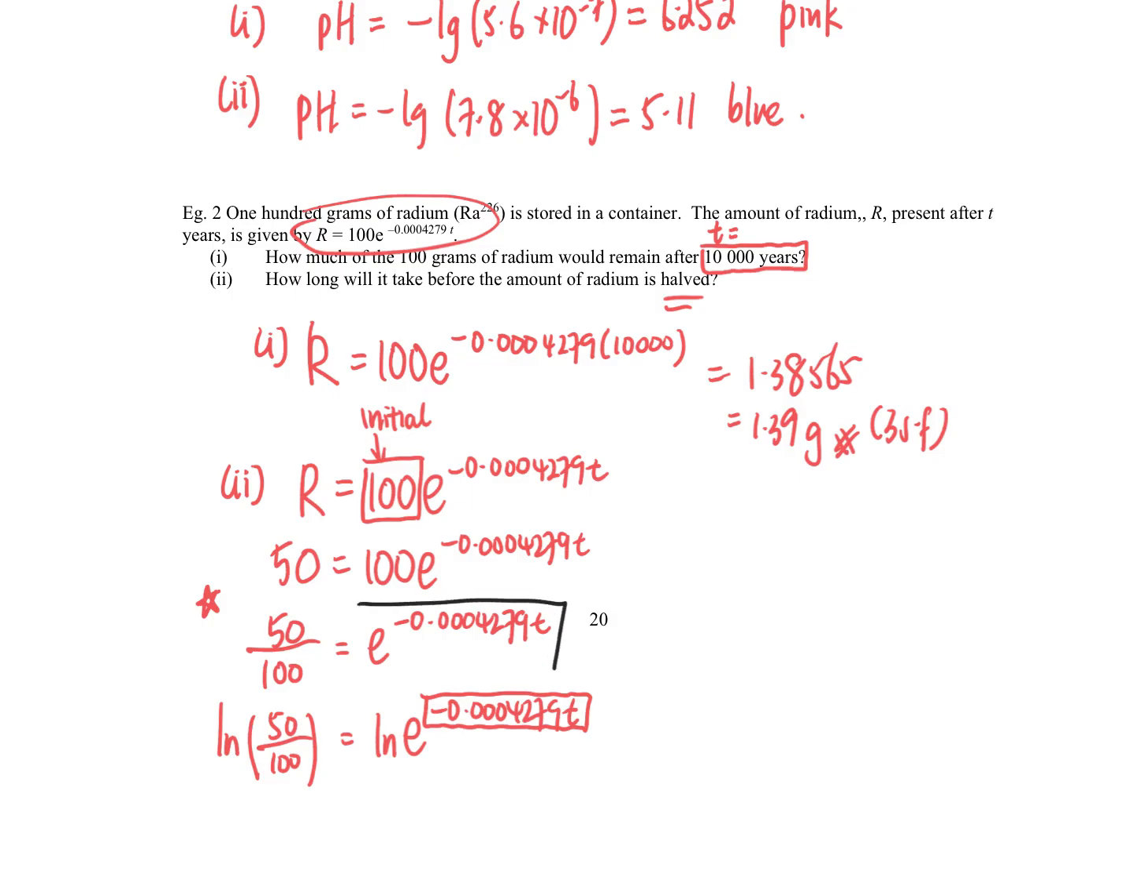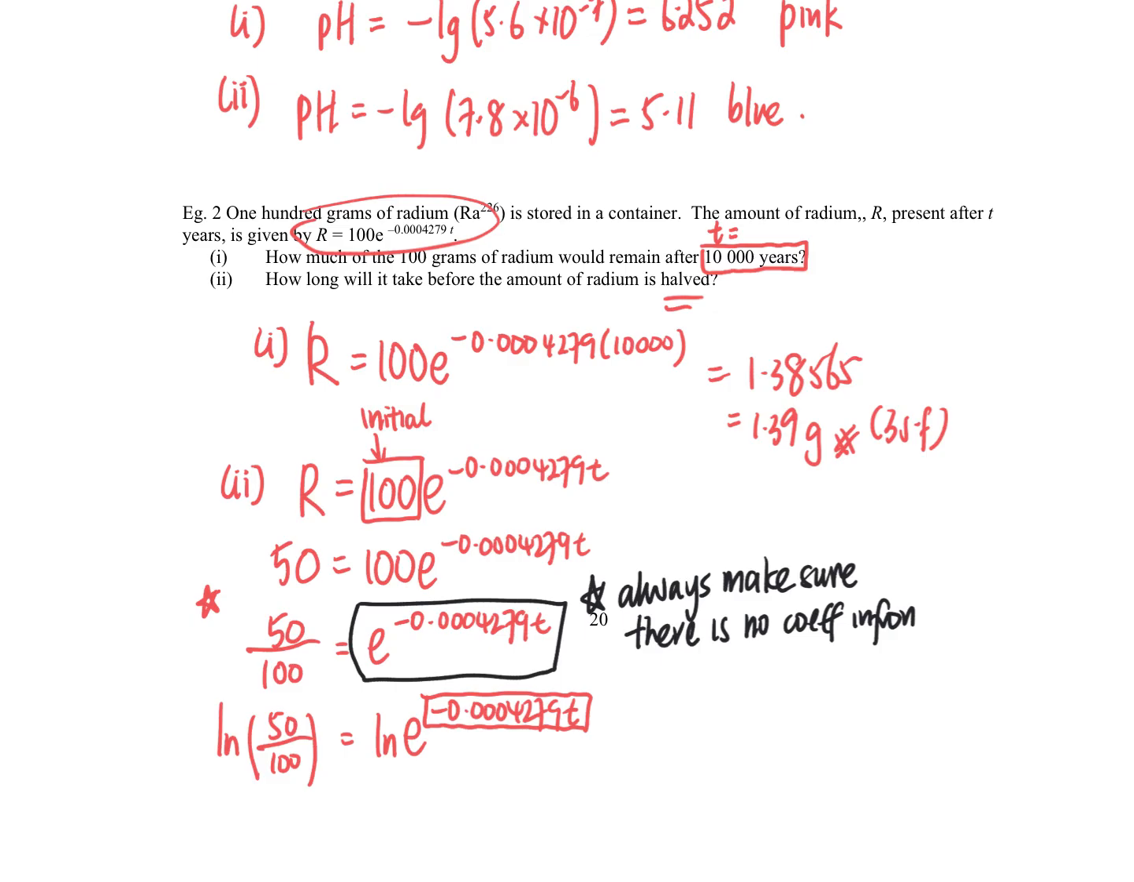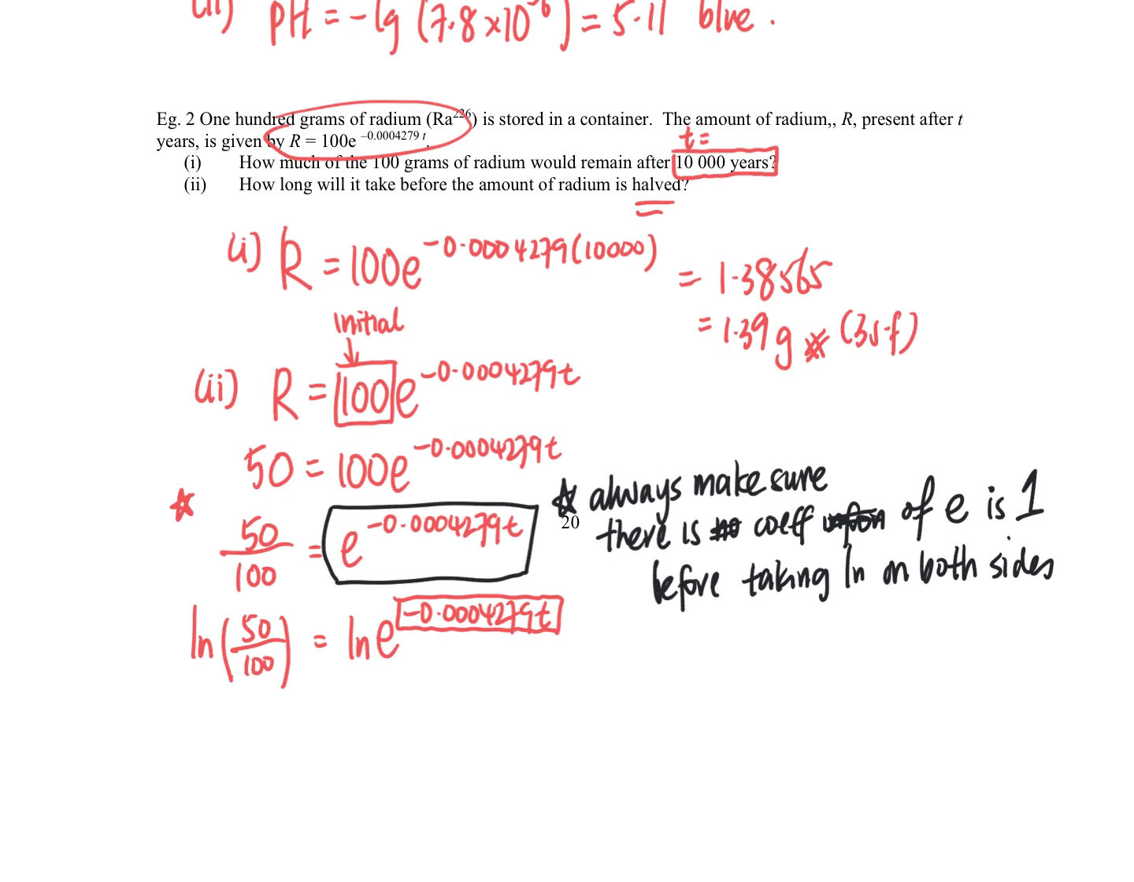Okay, this one I write here somewhere. Always make sure there is no coefficient in front. Not no coefficient, the coefficient of e is 1, before you ln. Before taking ln on both sides. This is a crucial step. And every year I will have students taking ln before dividing.